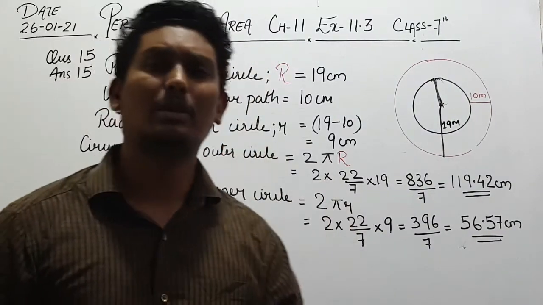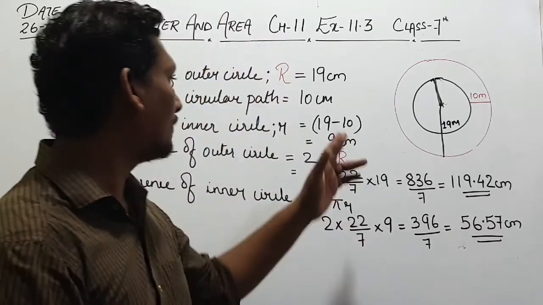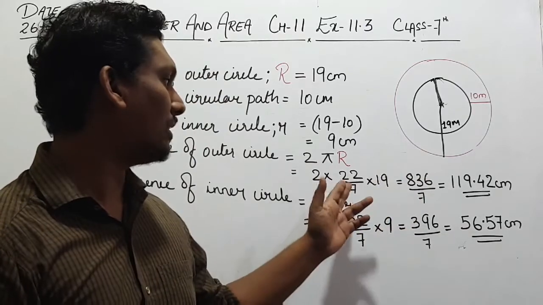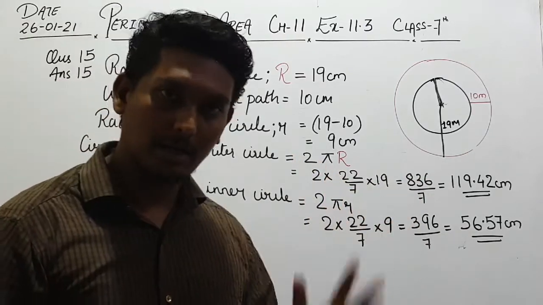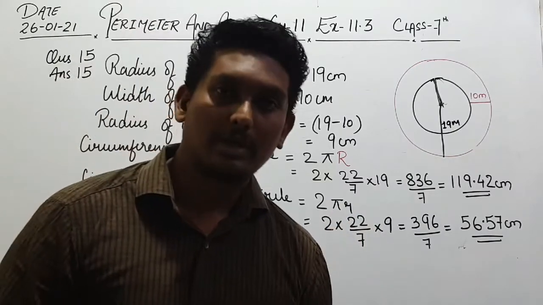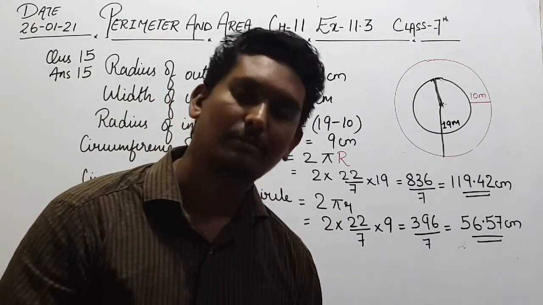Now the question is all about finding the circumference of the bigger circle and the smaller circle. We got the radius, just put the value in 2 pi R, and for the smaller circle again 2 pi R, and you will get the answer. Okay, hope the question is clear to you. Just go through it.